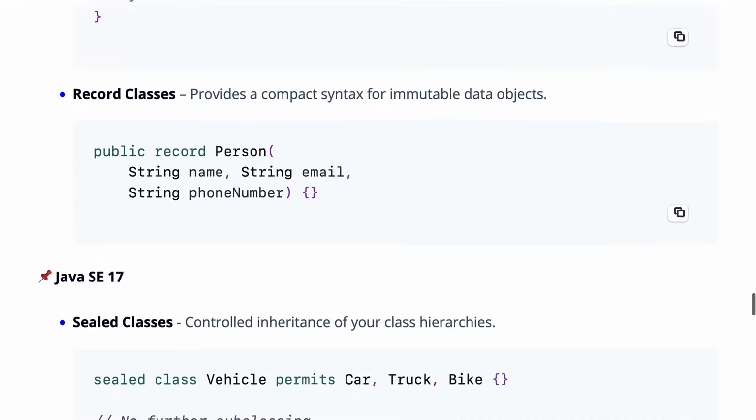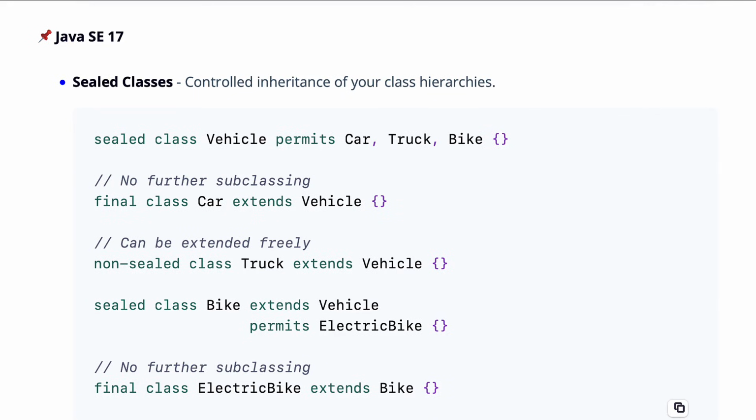From Java 16, let's move to Java 17, which introduced sealed classes. It provides controlled inheritance for your class hierarchies. For example, if you define a sealed class Vehicle permits Car, Truck, and Bike, then only these 3 classes are allowed to inherit from Vehicle. So only these 3 classes can extend Vehicle. And when you are extending Vehicle, you can also specify how the further subclasses can be created. For example, Car extends Vehicle and it says final in here. So there is no further subclassing allowed for Car.